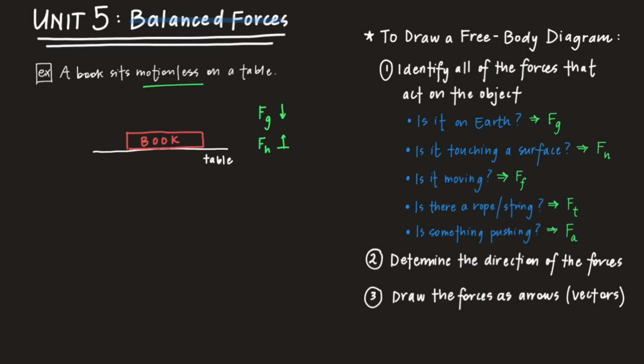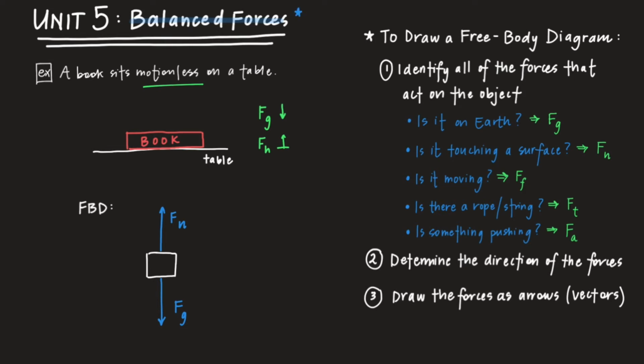If I want to draw my free body diagram, we like to abbreviate that as FBD. I'm going to draw just a simple box to represent my object, my book here. I know that the force of gravity is going to pull down on my book, so it's going to point straight down. That's my force of gravity. I'm going to label that arrow as the force of gravity. And then I know my normal force is going to point up. The table's pushing up on the book. So that's my normal force.